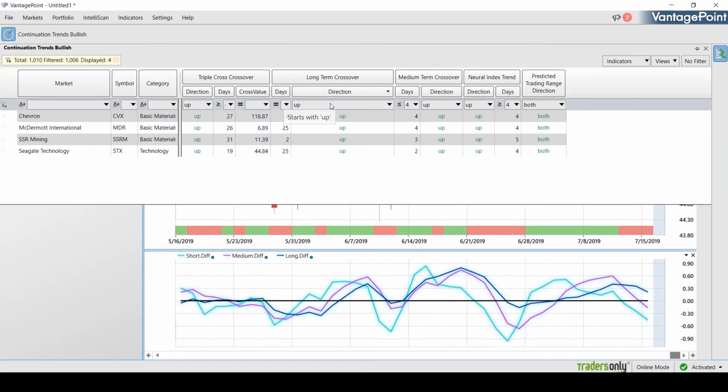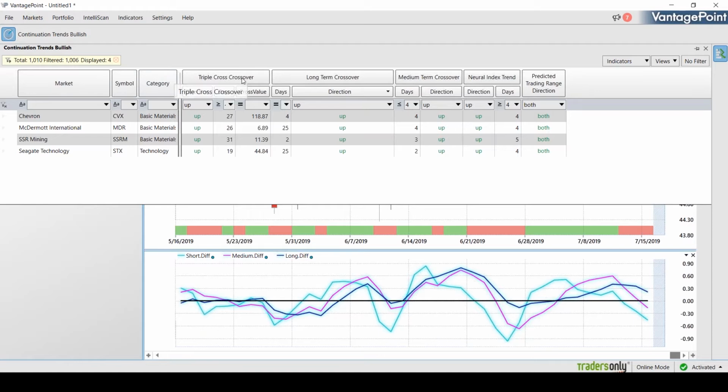Now we've got our continuation trends bullish scan here, and I wanted to give you guys some time to open that up. With this scan, you'll notice it's a little bit larger. We've got a few more things added in here. And in this one, I like how we have the category, so we can see what sector that particular stock is in. We're still working with all 1,000 over here on the top left, as you can see, and we've narrowed this down to 4.